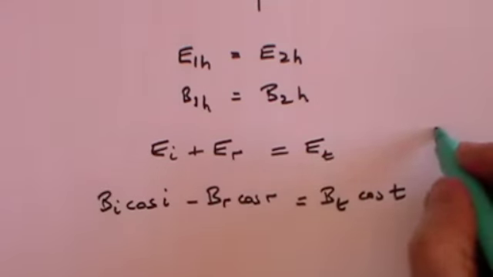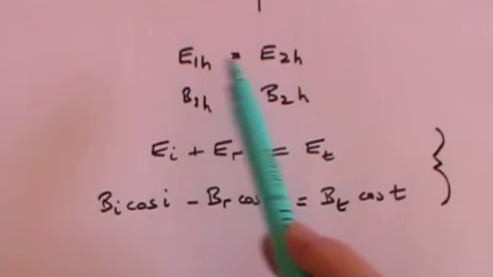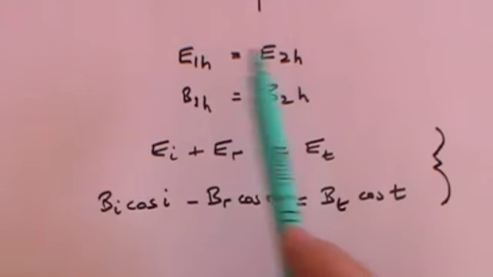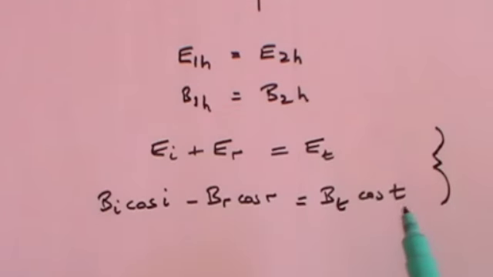Just a reminder that these two equations were derived as a result of these boundary conditions. The horizontal or the parallel components to the surface transport across. So the total horizontal E fields and the total horizontal magnetic fields are the same. That's why we got those two terms.